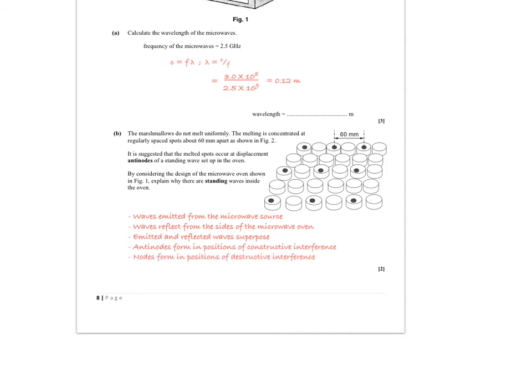When you're explaining standing waves, this is a really good structure to have. Talk about a source, talk about a reflection, talk about superposition between the emitted and reflected waves, and then talk about where you're going to expect to see nodes and where you're going to expect to see antinodes. If you learn that structure, you won't go too far wrong when you're explaining the formation of standing waves.